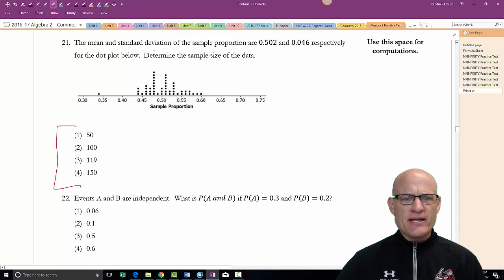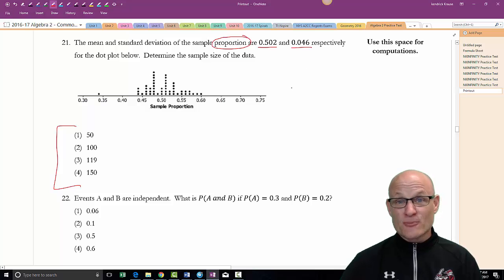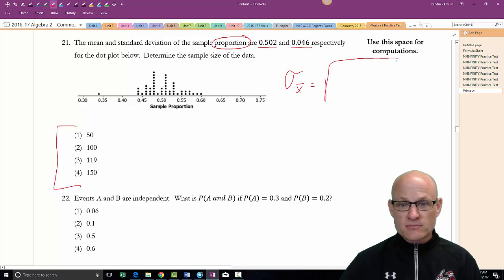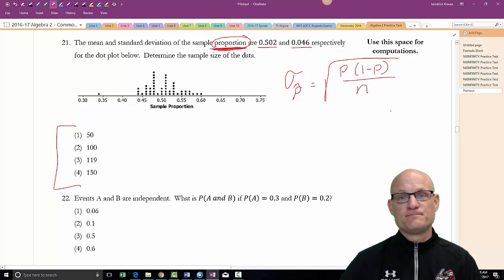So anyway, the mean and standard deviation for this proportion are this and this. Now, it is a proportion, and we're looking for the sample size. So remember, the standard deviation of your sample is equal to, not x bar, sorry, p hat. The reason it's p hat is because it is a proportion, not a mean. It is equal to the square root of p times 1 minus p over n.